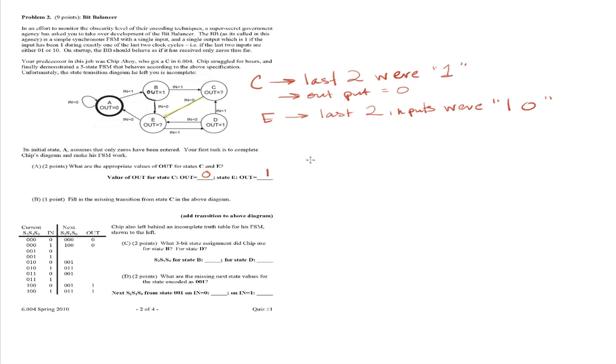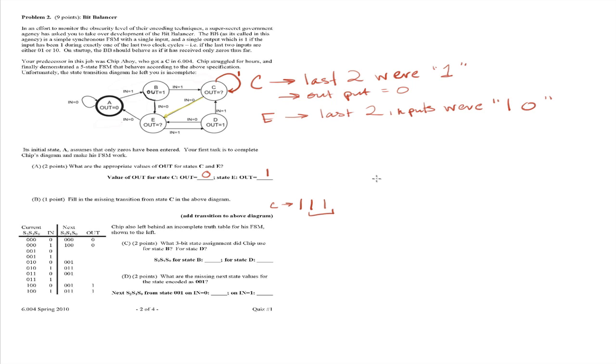So we said that state C corresponds to the last 2 inputs being 1. So if the last 2 inputs were 1, 1, we're in state C, right? And then we get another 1. Well, then the last 2 inputs were still 1, so we should stay in state C. So we'll fill in this and put a 1 right there.